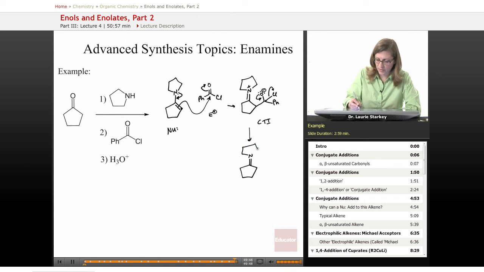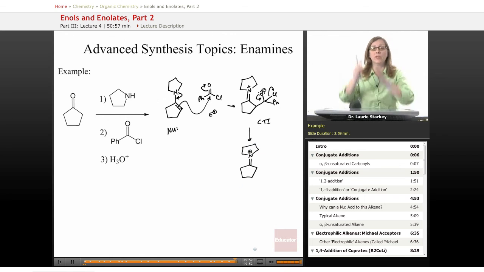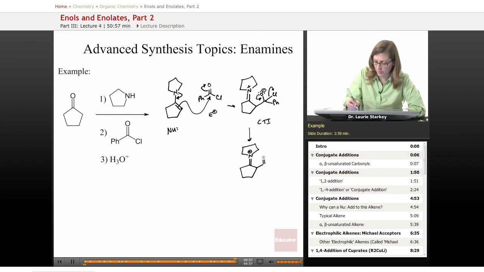So always with an acid chloride, we do addition elimination, we do substitution for that excellent leaving group. So that would be a way of installing this acyl group to the alpha carbon. That's pretty handy.